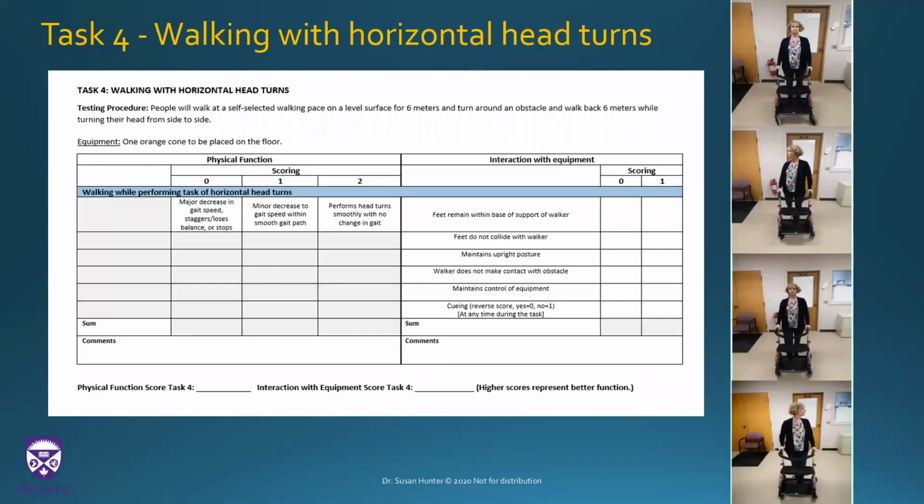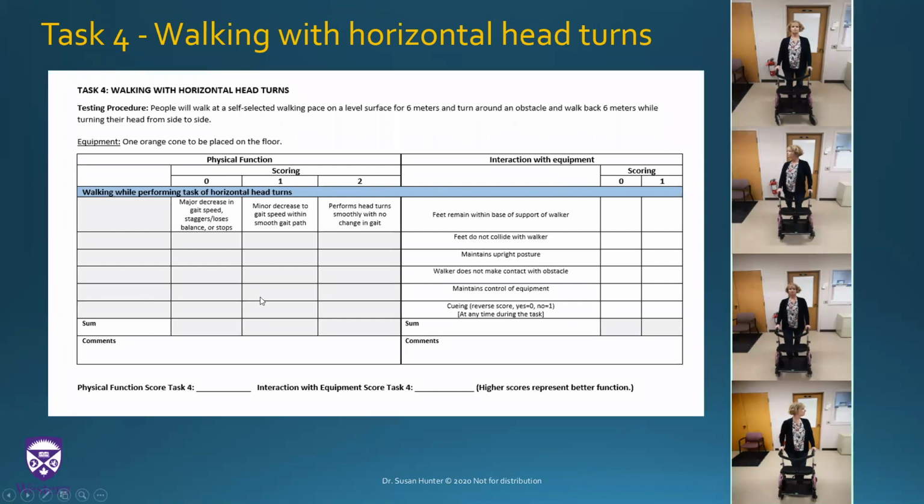And with this task 4, we're asking people to walk again at a self-selected walking pace, walking in a straight distance of 6 meters, and they walk around an obstacle and come back, so they're going to walk a total of 12 meters. But we're asking them to turn their heads side to side. We don't set the timing for their head turns, but we want them to be able to look left and look right and be able to continue to walk.